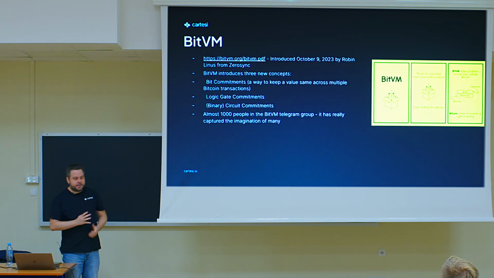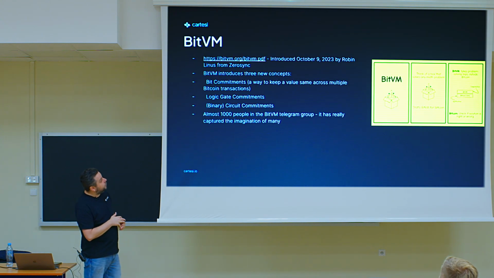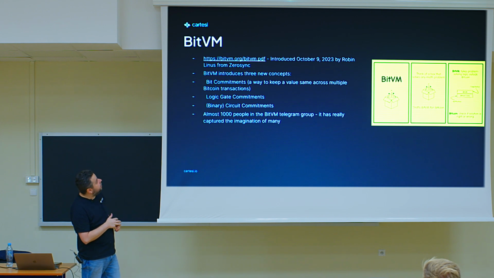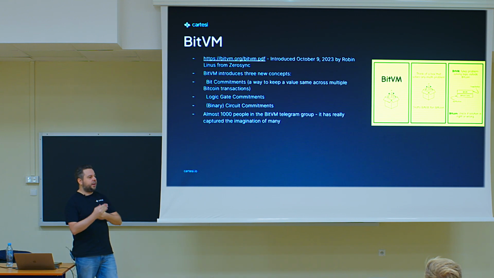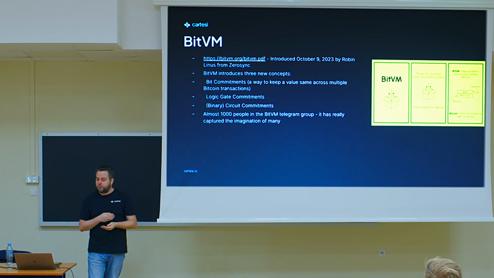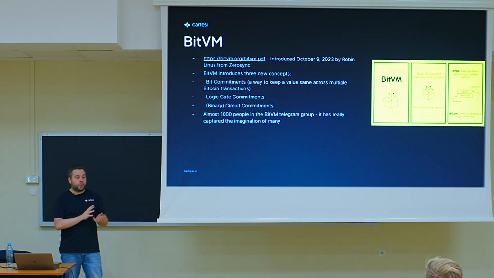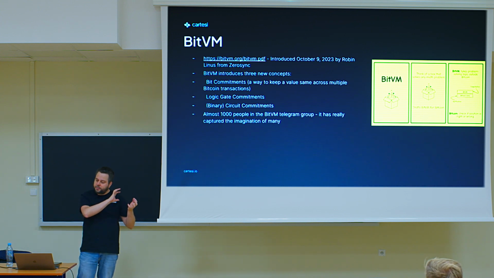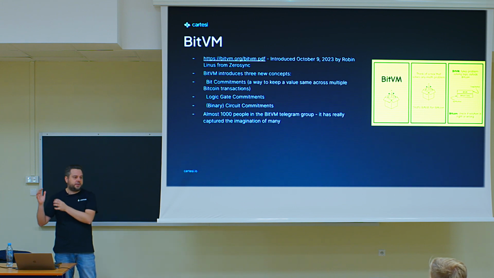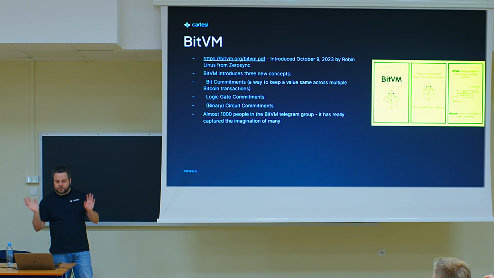And one of the things that came out recently, and this is why I'm talking about this, is bleeding edge. On 9th of October, Robin Linus from ZeroSync released this white paper called BitVM, where they introduced three new concepts. The first is bit commitments, which is a way to keep the same value the same across multiple Bitcoin transactions. Because in Bitcoin, well, I'll get to that in a moment.